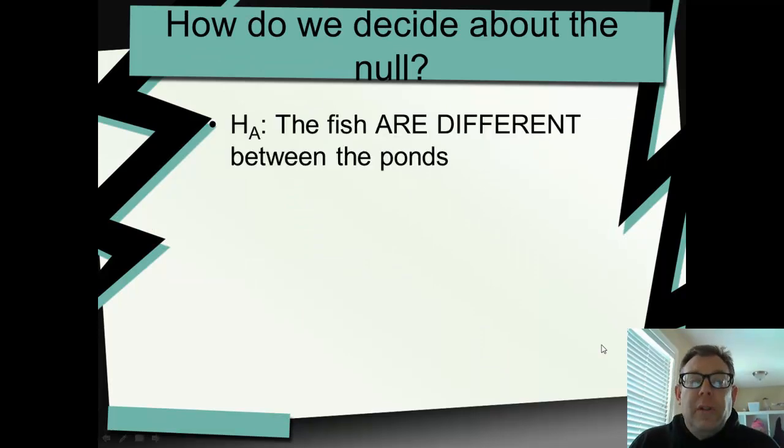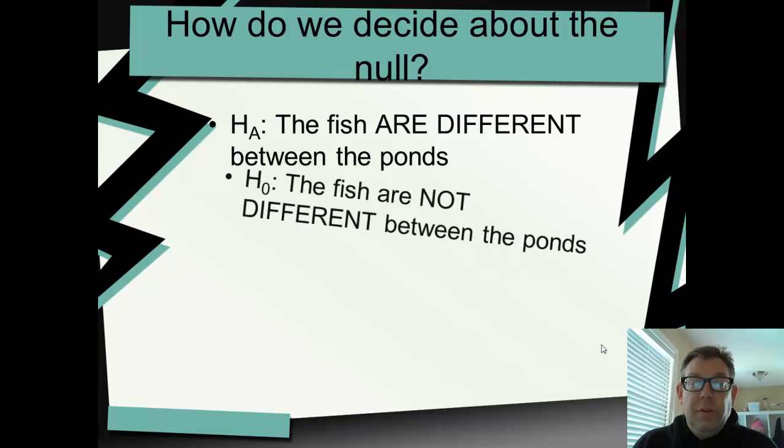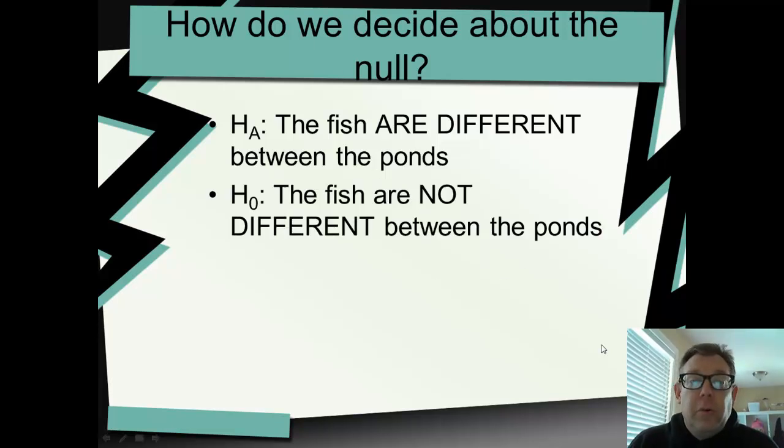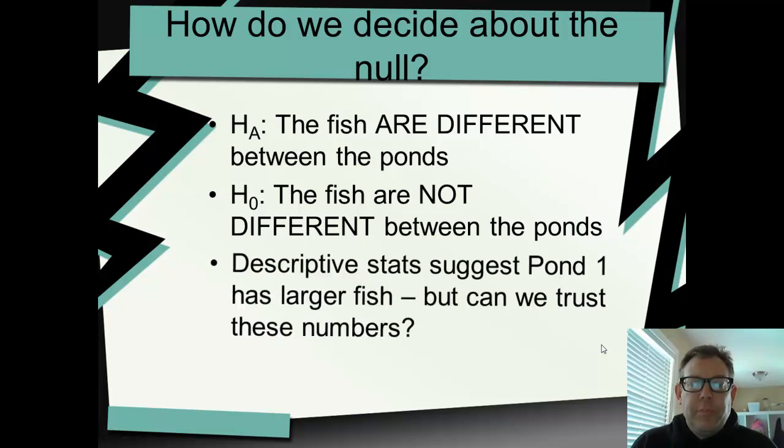Remember that our alternate hypothesis is that the fish are different between the ponds. The null, what we assume to be true, is that the fish are not different between the ponds. The descriptive stats suggested that pond 1 has larger fish, but can we trust those numbers?